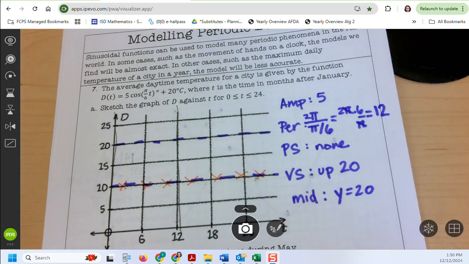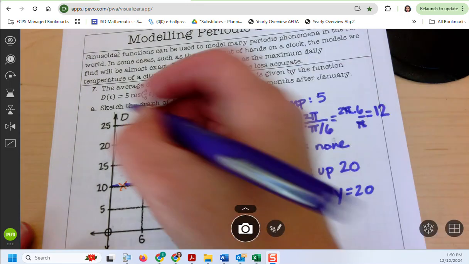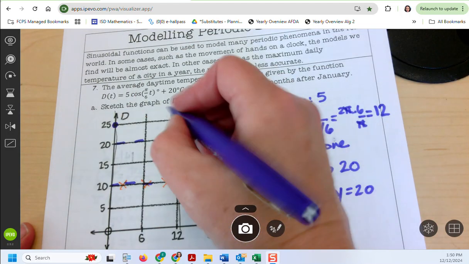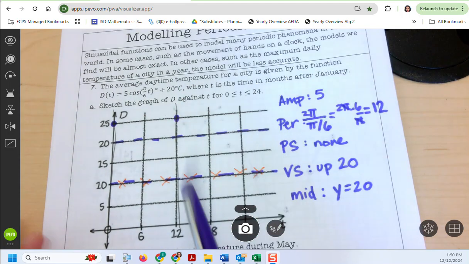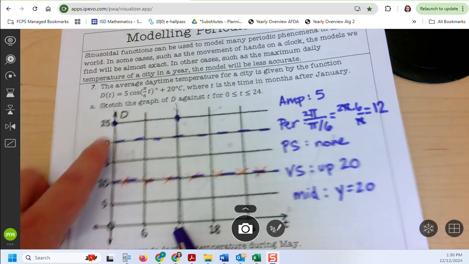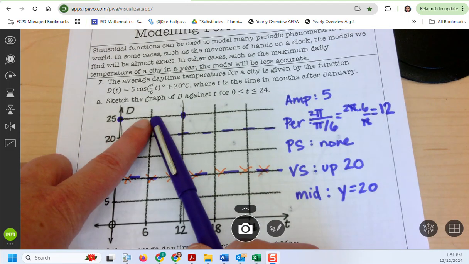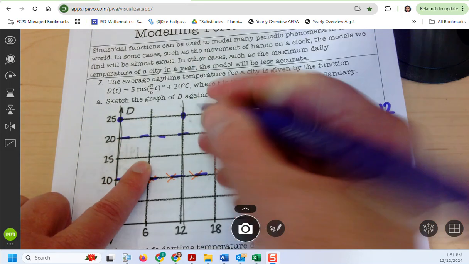All right, it's cosine again. So cosine is still the cup shape. So it's going to start above the midline, and it's going to end above the midline. My period is 12, so my start is here and my end is here. Halfway between those is going to be your low point, 15.